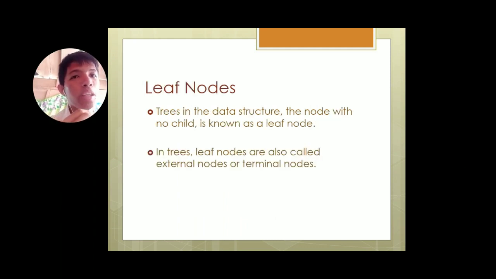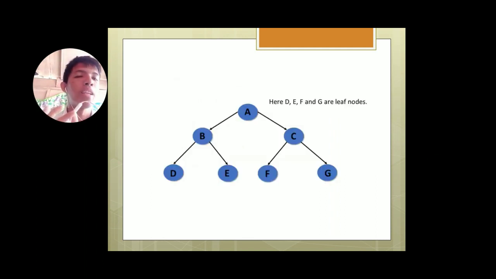Leaf nodes. In trees in data structures, the node with no child is known as a leaf node. In trees, leaf nodes are also called external nodes or terminal nodes. For example, in a family tree, someone who doesn't have a child yet is a leaf node, external or terminal. So D, E, F, and G are called leaf nodes.